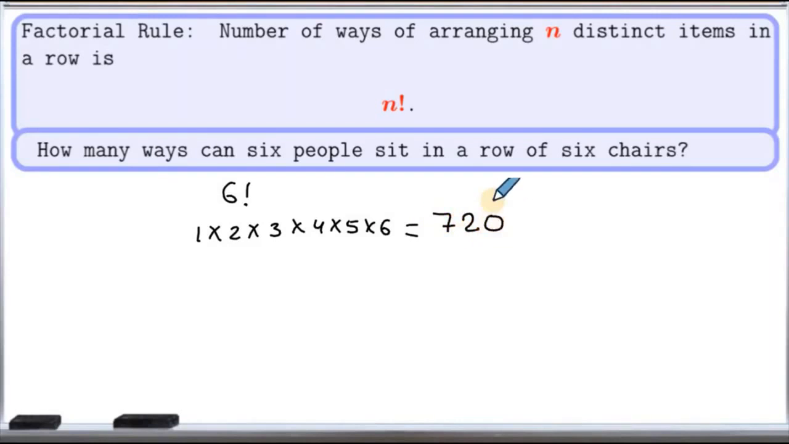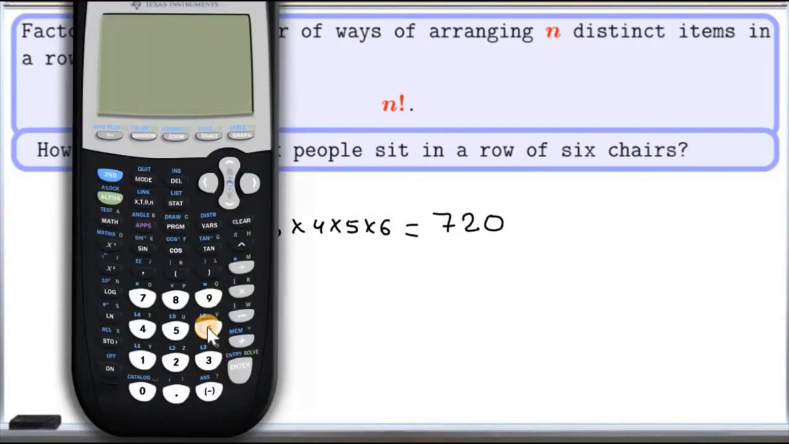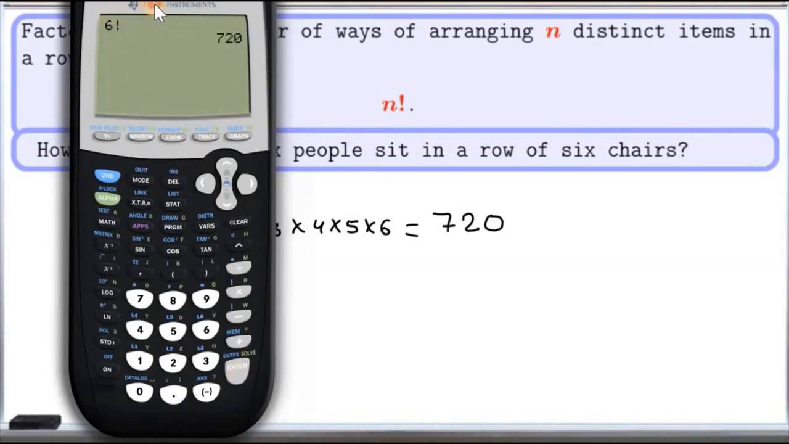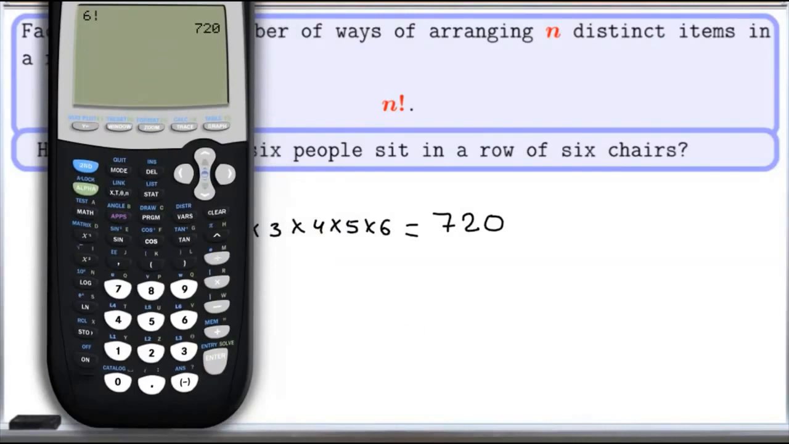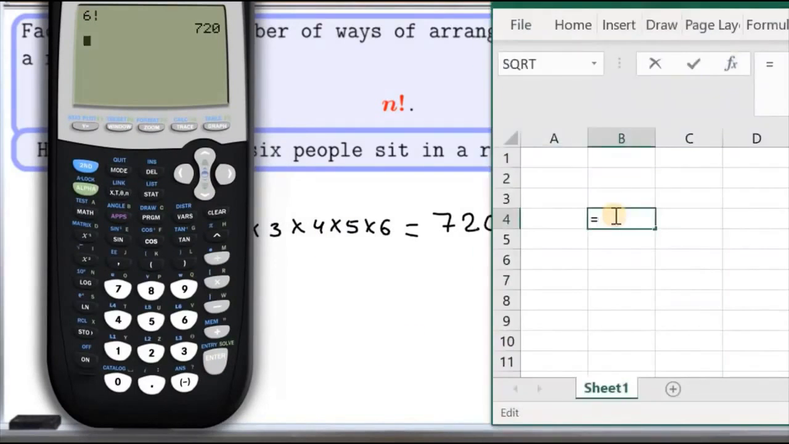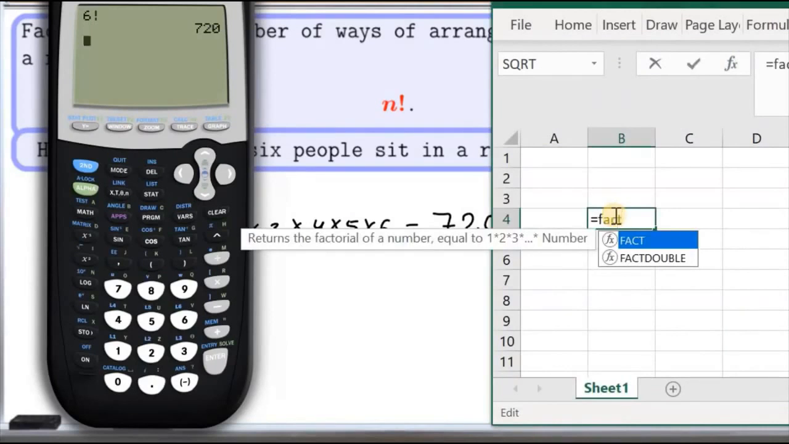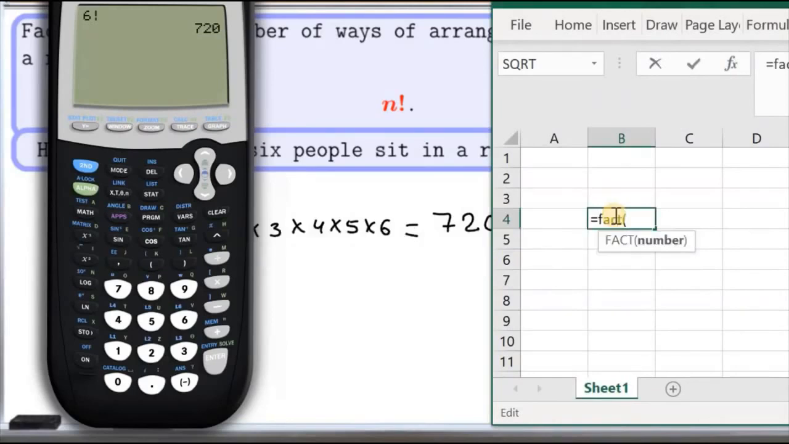So let me show you how to do 6 factorial in a calculator. So first type 6, then punch in math, then highlight or select probability, then use this arrow key to go down to number 4, then hit enter. Okay, so that gives us 6 factorial. So now let me show you how to get it in Excel. Type in equals, then type FACT, then put your parentheses. Since here we are trying to find 6 factorial, type 6, then close your parentheses, then hit enter.